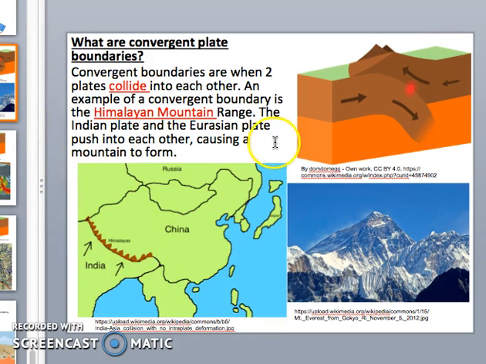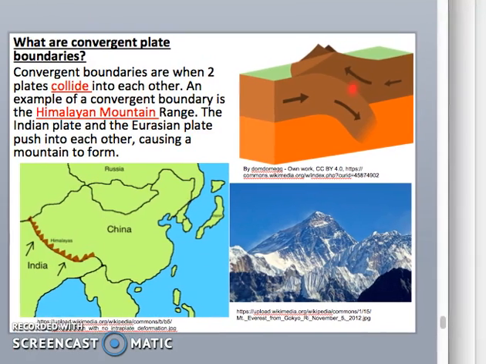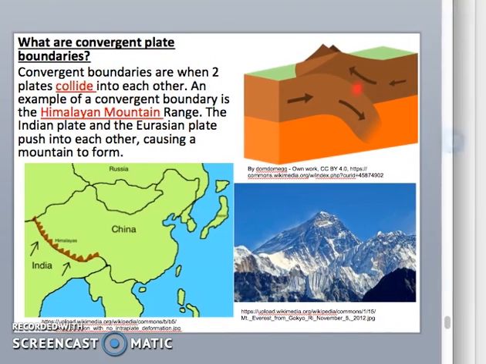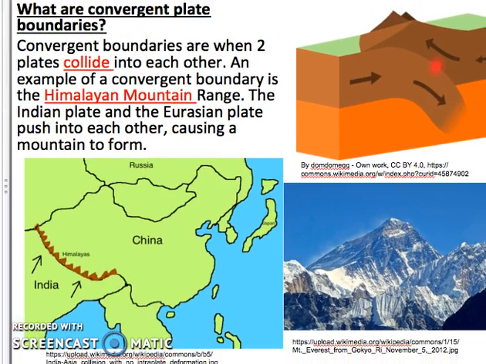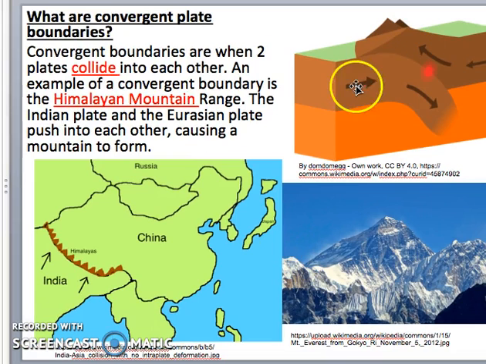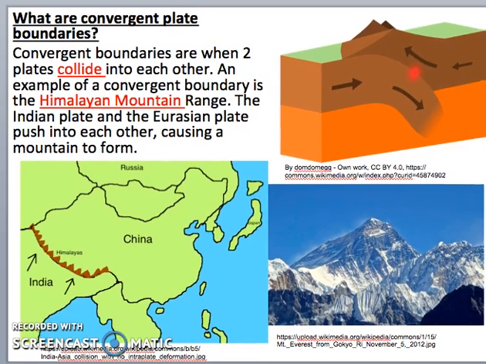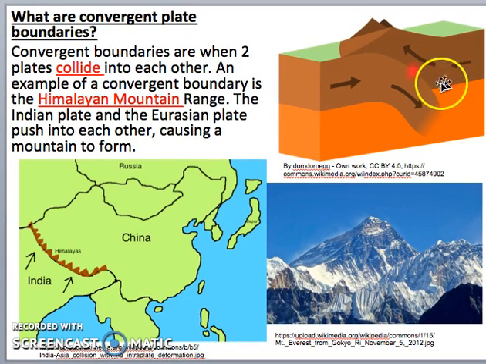So let's look at convergent plate boundaries. Convergent plate boundaries are basically when 2 plates are colliding into each other. So here is one plate, and here's another plate, and they are running into each other. And actually, this one here is going under this one because this one is more dense. It's made out of rock that's heavier and has more atoms and molecules than this one, so it goes under.